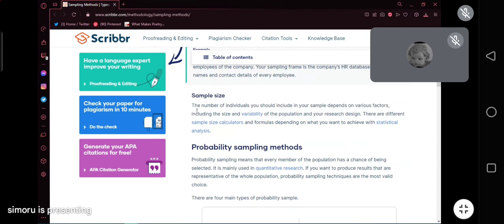Next we have the sample size. The sample size is the number of individuals you should include in your samples. It depends on various factors, including the size and variability of the population and your research design. There are different sample size calculators and formulas, depending on what you want to achieve with statistical analysis.